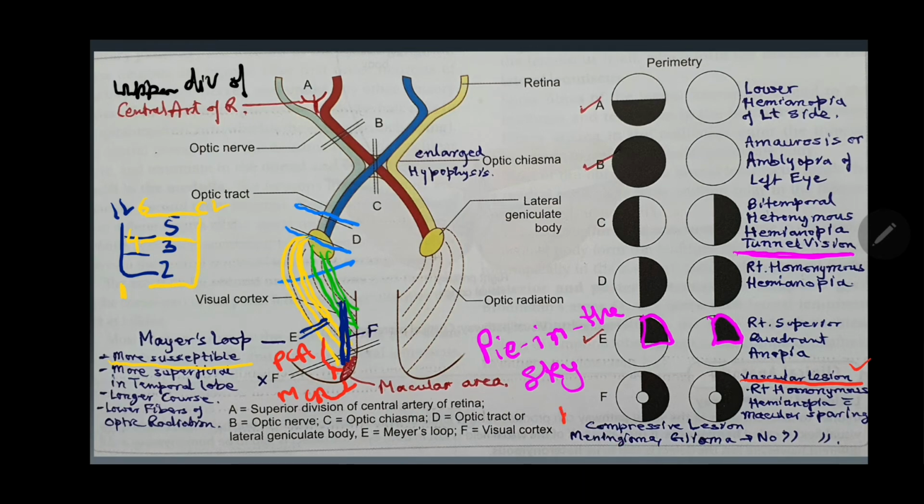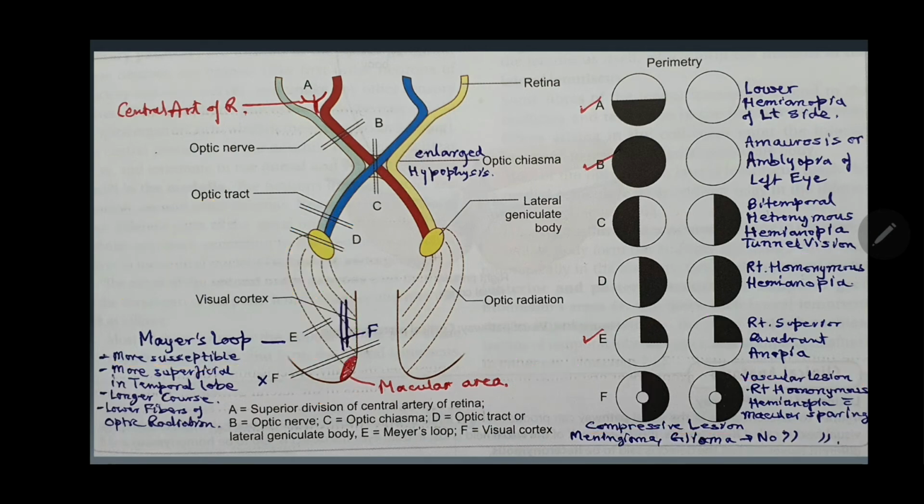But remember, this is again important, that if there is a compression lesion, right? Compression means any sort of tumors like meningioma, glioma, right? So if there is a compression lesion, then there will be complete blindness. When will there be complete blindness? That means this type of lesion you will find if there is a compression like meningioma or glioma, right? So there will be no macular sparing. Remember this.